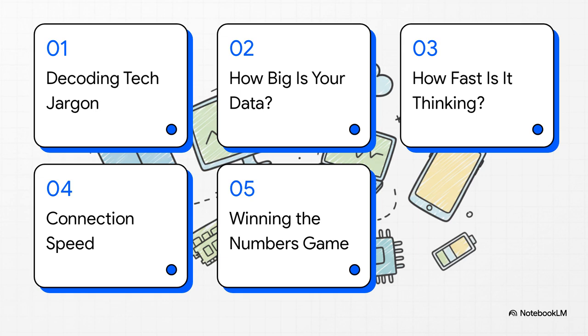So here's our game plan for today. We'll start with why this jargon is so darn confusing in the first place. Then, we're going to tackle the three big areas: data size, processor speed, and connection speed. And finally, we'll put all your new knowledge to the test. It's a simple roadmap from confusion to total clarity.